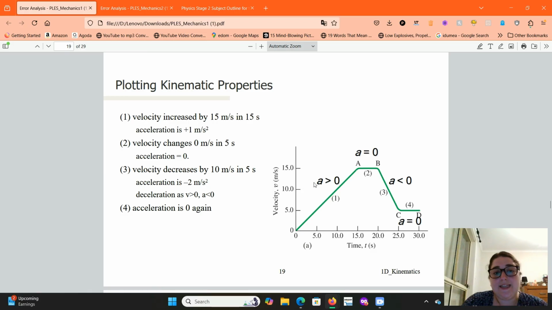The velocity decreases by 10 meters per second, so it drops from here down to here, from 15 meters per second down to 5 meters per second. Okay, in 5 seconds, from 20 seconds to 25 seconds. We can calculate the deceleration, which gives us negative 2 meters per second squared. Okay, and then the acceleration drops to 0 again as it stays constant at 5 meters per second here. That's the end of the graph.